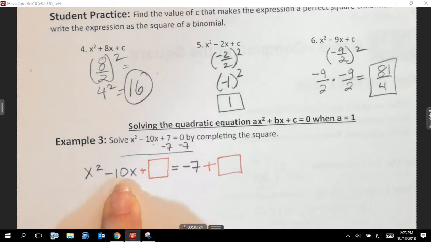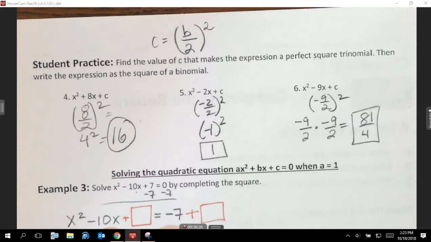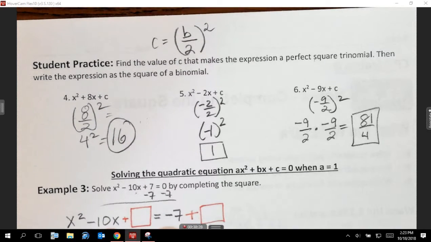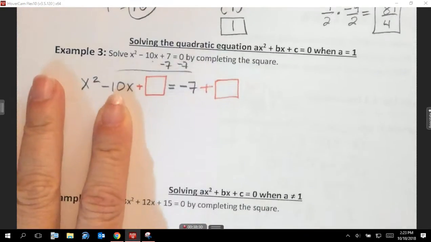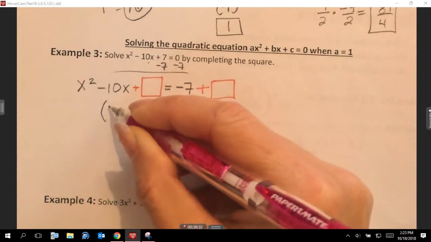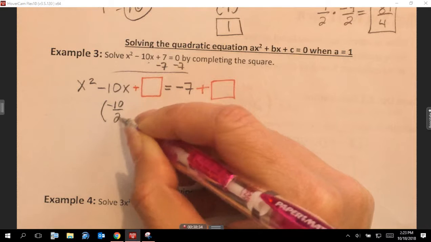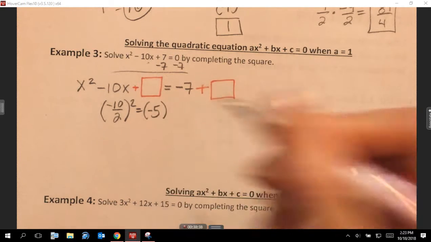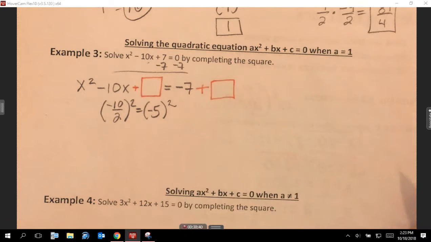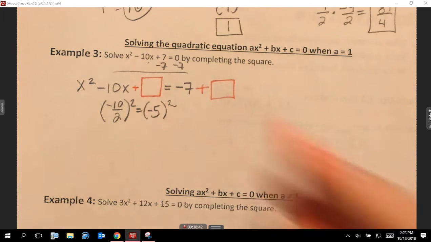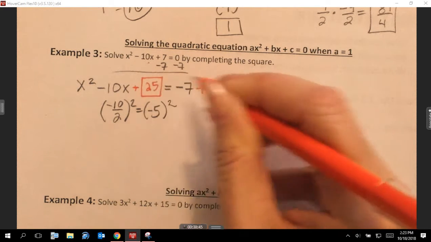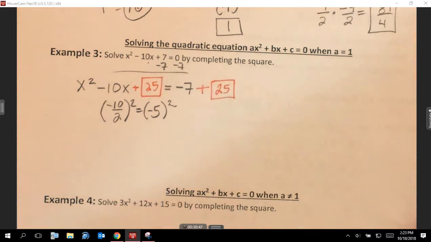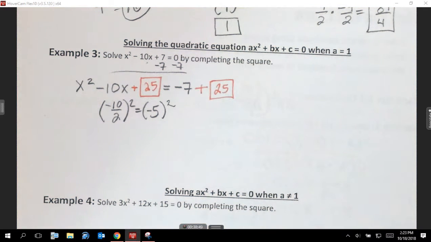So you're going to take your B term, the formula that I wrote at the top, and you're going to take negative 10 divided by 2, which is negative 5, and then you square it, which is 25. Well, that is my square that goes on both sides of the equation. So I'm manipulating this equation to make it something that I can solve.